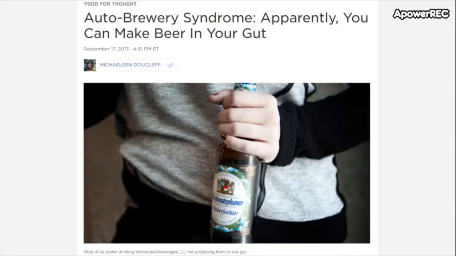In fact, if you watch the news, you'll see this come up quite a bit. It's called auto-brewery syndrome, where there's an imbalance in the gut microbiome and an overgrowth of yeast, which leads to an overproduction of ethanol and can cause people to endogenously produce ethanol and become intoxicated. So you see people getting into car accidents and things like that, not due to consuming alcohol, but rather producing alcohol.